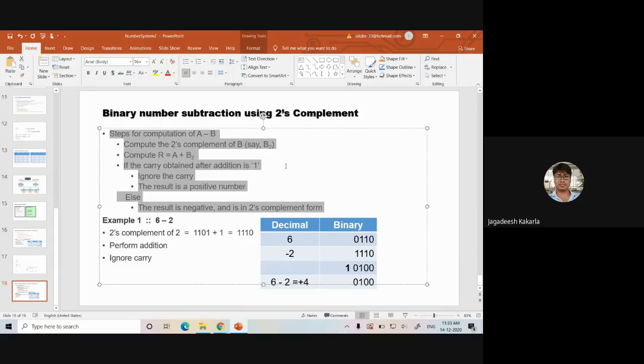Even if you are giving 6 minus 2, the computer will do it like this only, because we do not have a separate circuit for subtraction. Using addition only, we will do the subtraction.